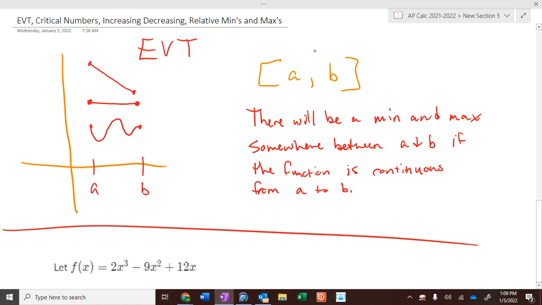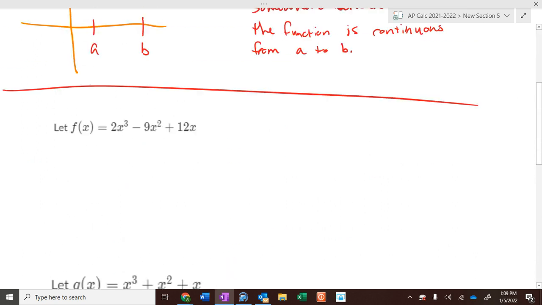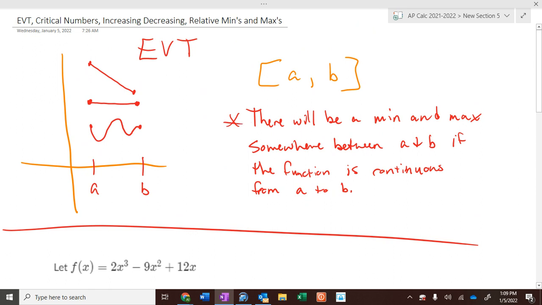If you have a closed interval, not an open interval, because it doesn't work for an open interval, only a closed interval. If you have a closed interval from A to B, and the function is continuous all the way from A to B, then there will be a minimum and a maximum somewhere in between A and B, including A or B possibly, as long as the function is continuous.